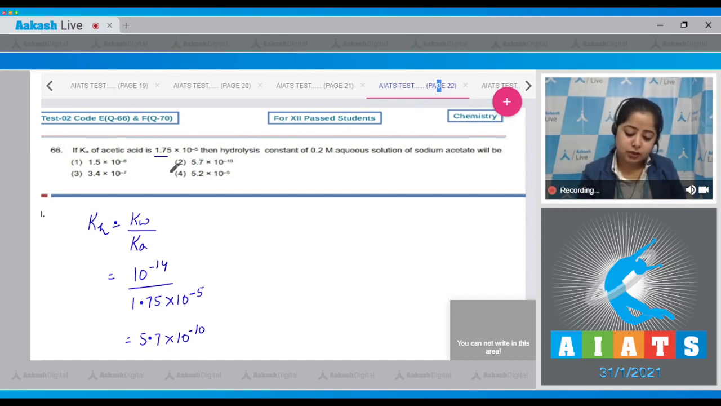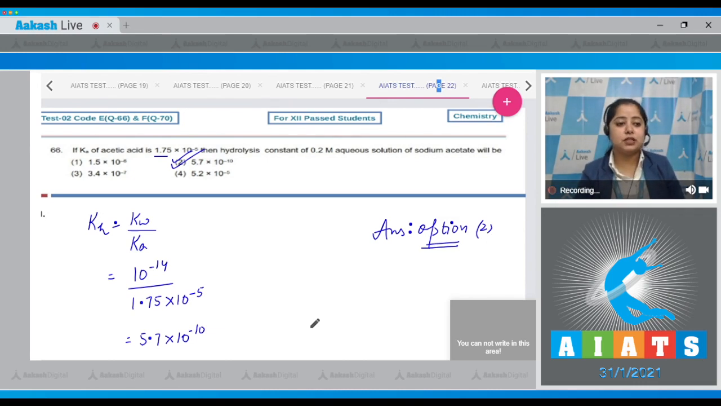That means the correct answer is option number 2. Student, I have already multiplied and divided the entire equations. I'm again telling you, please avoid using a calculator. Try to solve these questions with your hands only. That means the correct answer is option number 2. Moving to the next question, which is question number 67.